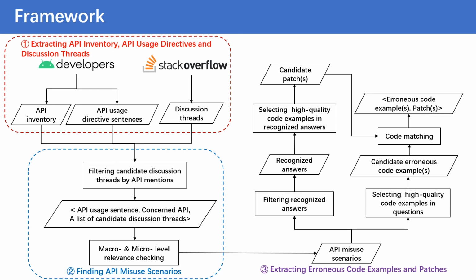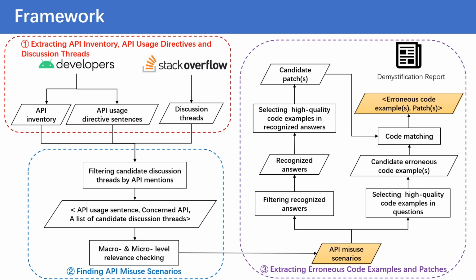So with a combination of API misuse scenarios and erroneous code example and patch pairs, we can generate our demystification report. Note that for our demystification report, there can be just error scenarios without pairs of erroneous code example and patch, which is because of a lack of qualified answers. For better understanding, we also define the related API and confusing API in our report. Let's show an example to explain it.